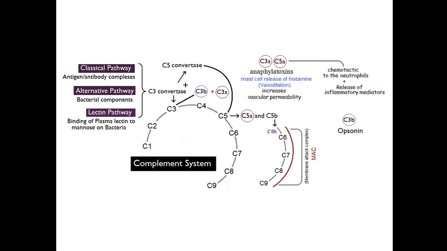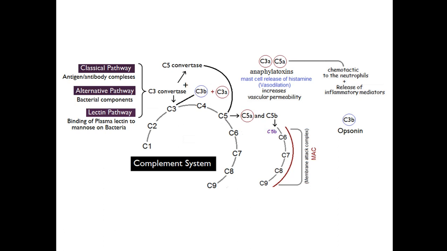Now, there are three pathways for the activation of the complement proteins. Number one is the classical pathway, which is triggered by the antigen-antibody complexes. The alternate pathway is activated by bacterial components like bacterial wall components and polysaccharides. And the third pathway is the lectin pathway, in which the lectin, which circulates in the plasma in an active form, binds to the carbohydrate mannose on the bacteria. All three pathways ultimately lead to the activation of the C3 convertase.